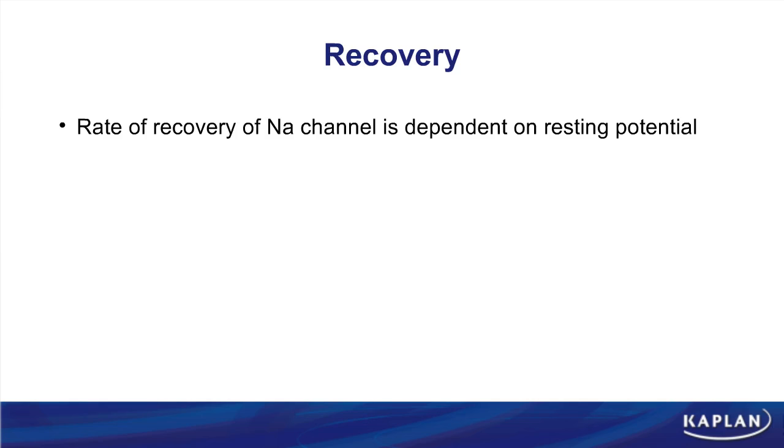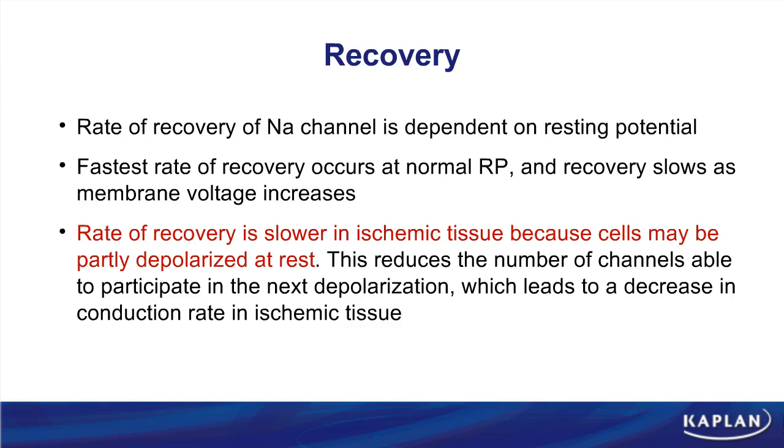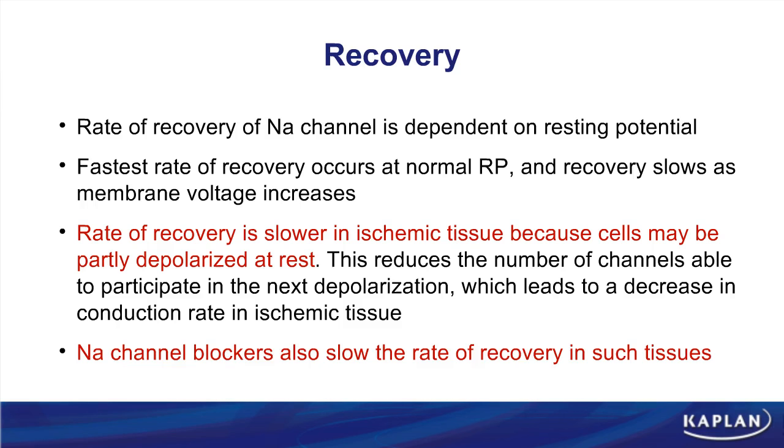The rate of recovery of sodium channels is dependent on resting membrane potential. The fastest rate of recovery occurs in normal resting potential, and recovery slows as membrane voltage increases. It's important to note that the rate of recovery is much slower in ischemic tissue because those cells might actually be partly depolarized at rest. It turns out that sodium channel blockers also slow the rate of recovery in such tissues, and specifically, we have a group of antiarrhythmics called Class 1B drugs that target ischemic tissue and go after the sodium channels found in that part of the heart.